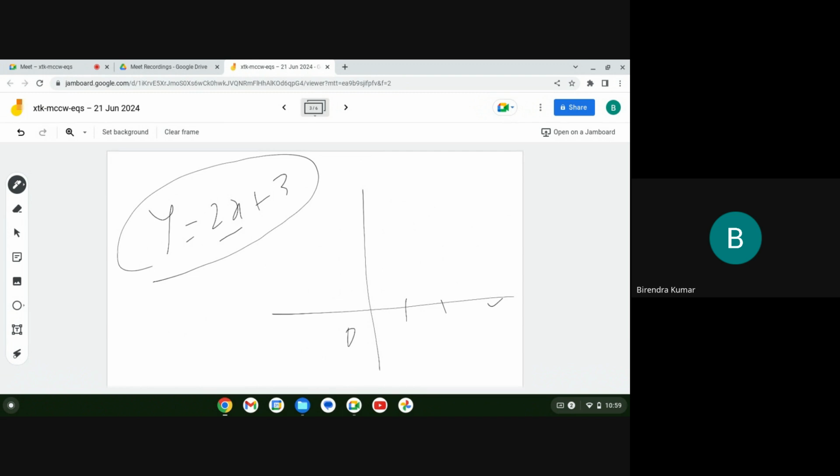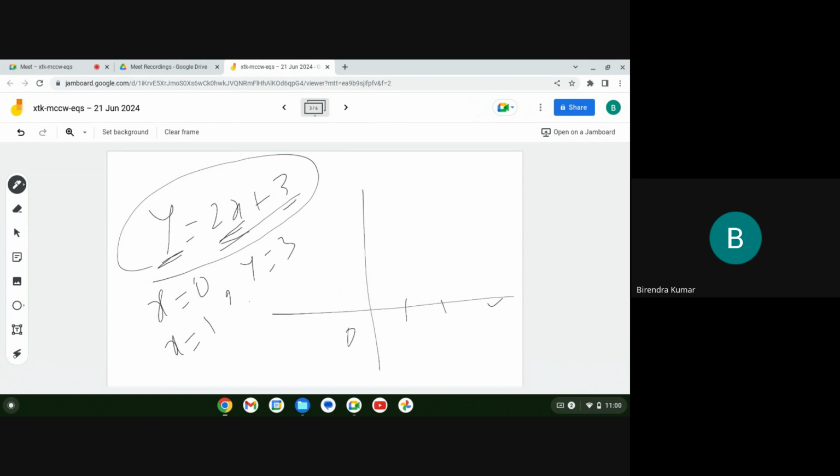Now let's say if I put x equals 0, what will be my corresponding value of y? This is like a function, right? The value of y depends on the value of x. So anyway, let's look at it as an equation for now. When x equals 0, y equals 2 into 0 plus 3. So y will be equal to 3. Now when the value of x is 1, what is my corresponding value of y?